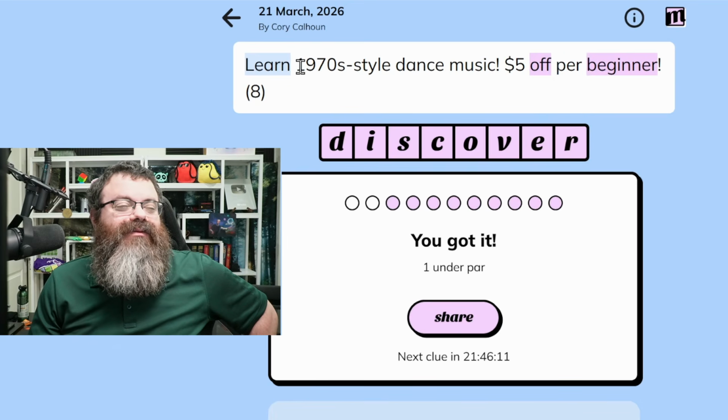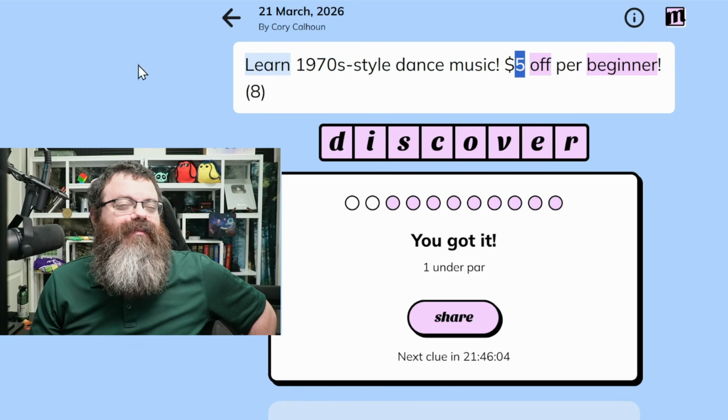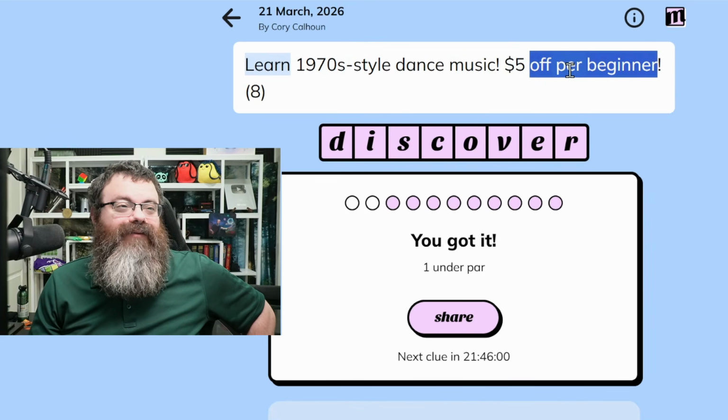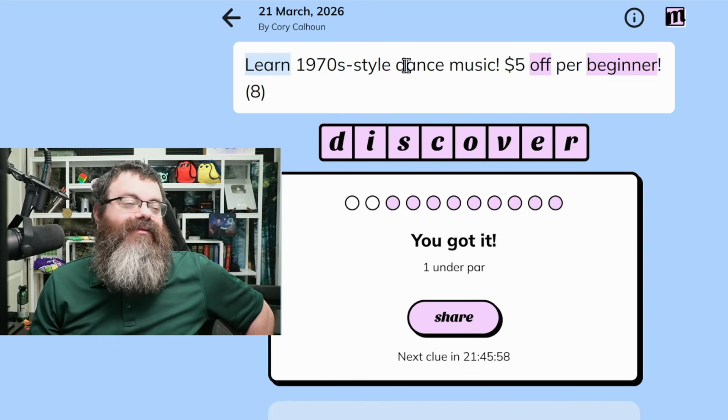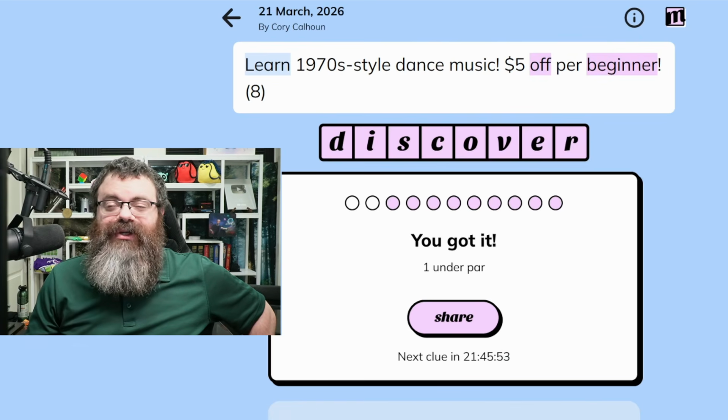So just to recap, 1970s style dance music is disco. The 5 becomes V. Ignore all punctuation, including the dollar sign. And then we take the first letter off of per to get ER, and that's discover, which is a word for learn. All right, well, how'd you do?